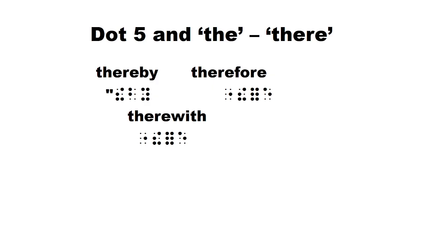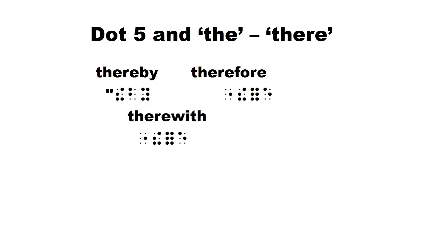Now let's take some examples. Here we have the word thereby. Thereby has the letters THERE, which can be contracted using the two-cell contraction dot 5 and THE, followed by the letters B and Y. So there you have it. That's the contraction for the word thereby.